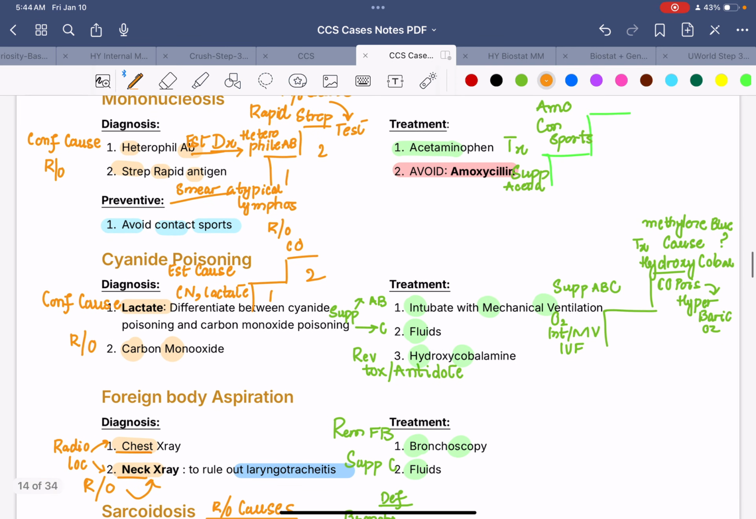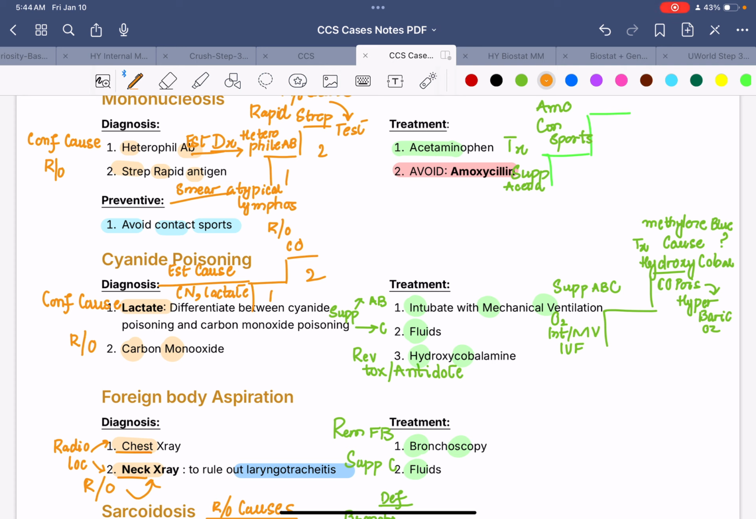Next one, we have cyanide poisoning. So again, for cyanide poisoning, we'll go the same way: we'll establish the diagnosis and then we'll rule out some differential diagnosis. For establishing the cause, we can do the lactate test, and lactate can help us differentiate between cyanide and carbon monoxide poisoning. And specifically for ruling out the cause, we can do a carbon monoxide blood test.